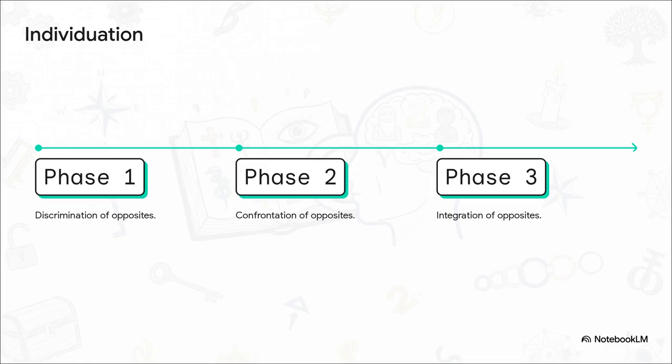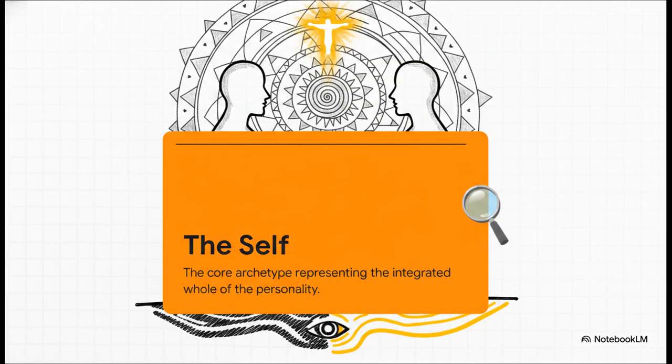And finally, Phase 3 is integration. The opposites are reconciled through a mediating symbol, bringing us to wholeness. And the ultimate goal of that integration is the realization of the self. For Jung, the self is an archetype of wholeness, that is, practically speaking, indistinguishable from a God image within the human psyche. Now keep in mind for your exam, Jung is speaking strictly psychologically here, not theologically.